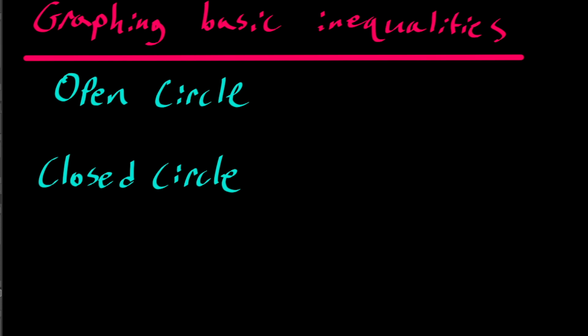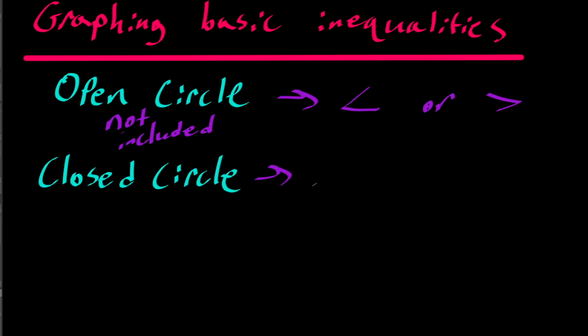Now, we're going to use open, which also means the value is not included. You'll also hear that. So if you hear not included, that just means an open circle. We're going to use that for anything like this: less than or greater than. All right, now I'll give you a quick way to memorize that in a second. The closed circle is going to be less than or equal to, so it actually has the line underneath it, or greater than or equal to.